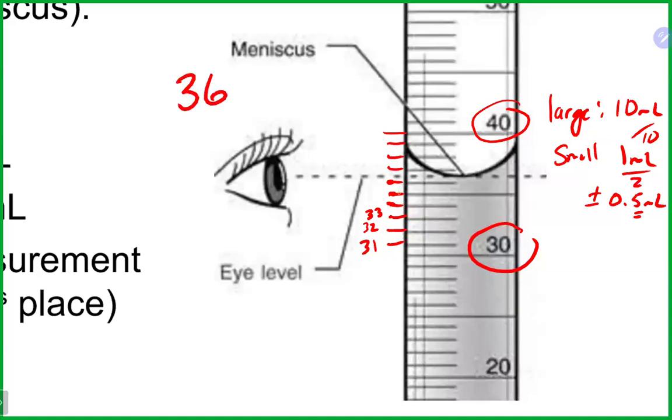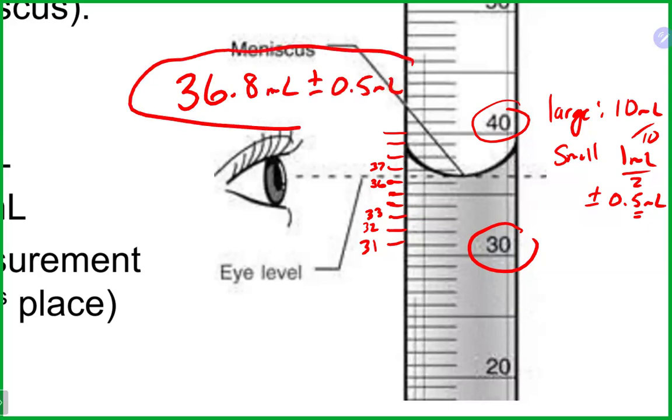Not exactly 36. Again, if you feel like it's halfway between those two, 36 and 37, you could record that, but maybe you feel it's a little bit closer to the next one. So you could do a 36.8 milliliters plus or minus 0.5 milliliters in this case. And again, we would have 3 significant figures, with the 8 being our estimated digit, our uncertain digit.